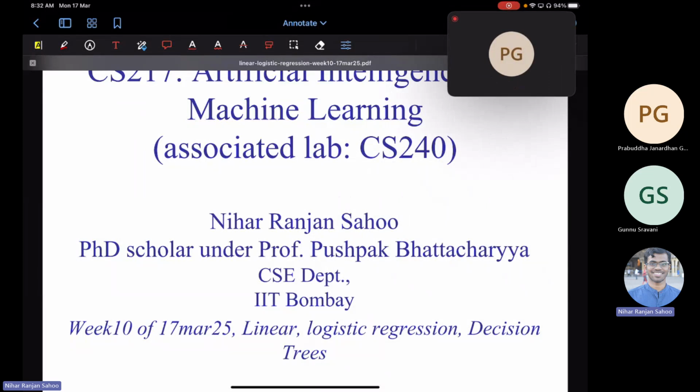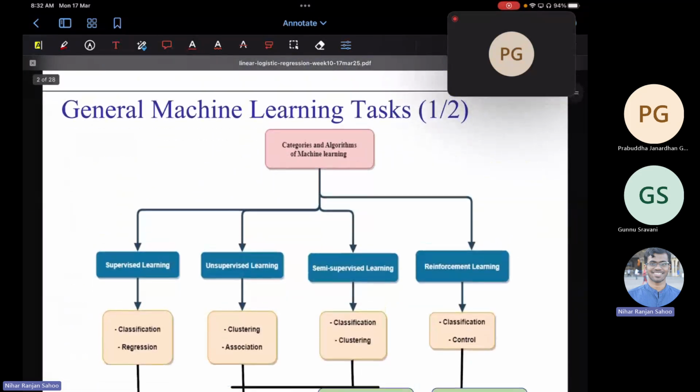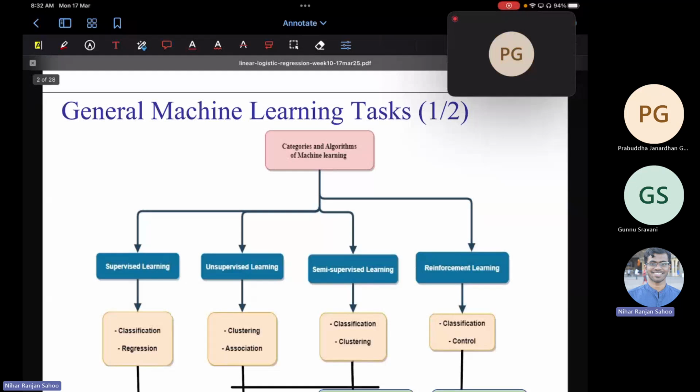Okay, so this week we'll cover linear regression, logistic regression, and decision tree. That's the goal. Let's see how far we go. So, starting with a very broad overview of different machine learning tasks.